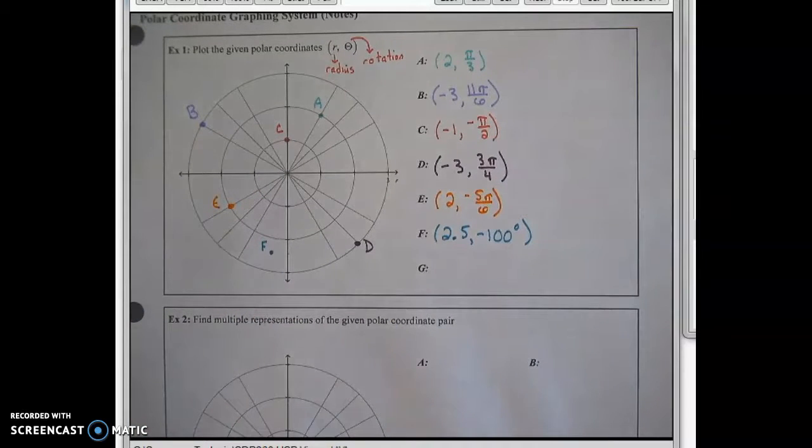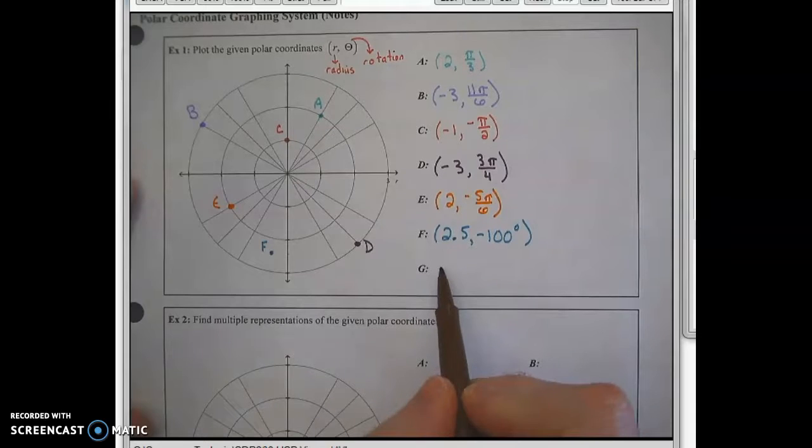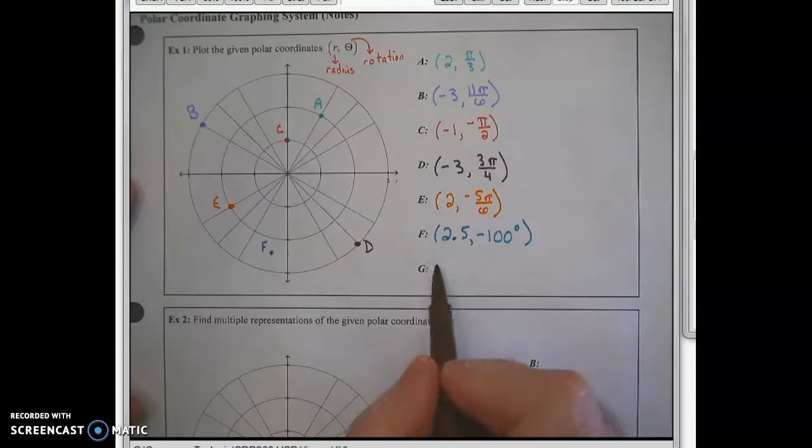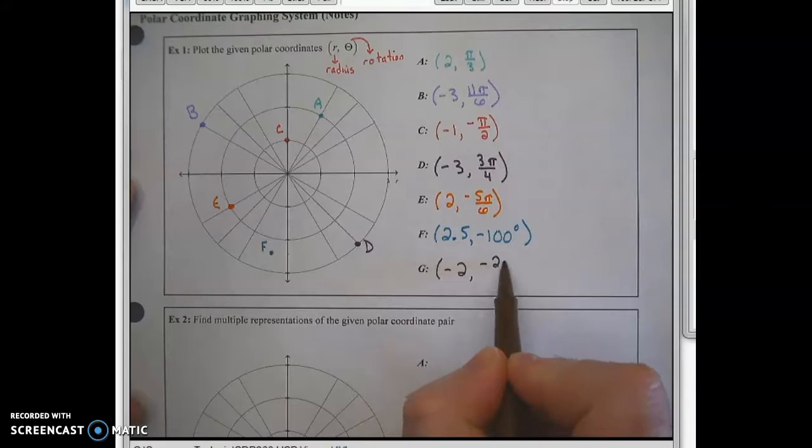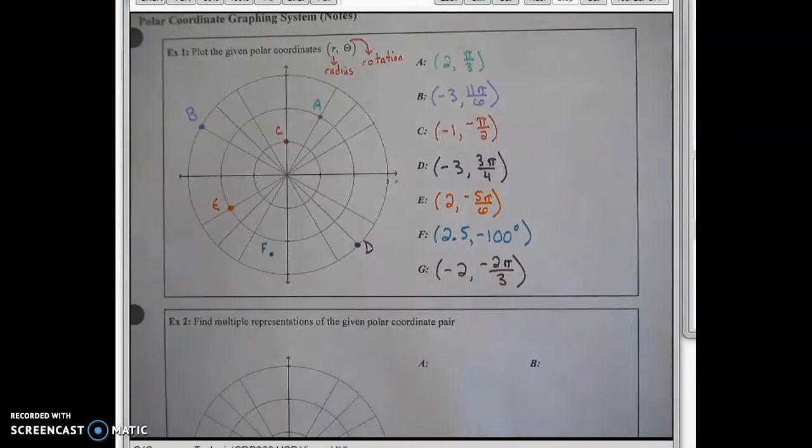I know this is hopefully getting to the spot where you really get it. It feels kind of repetitive, but that's okay. This is the last one that we're going to do in this section. So the point is (negative 2, negative 2 pi over 3). Pause, give it a try.